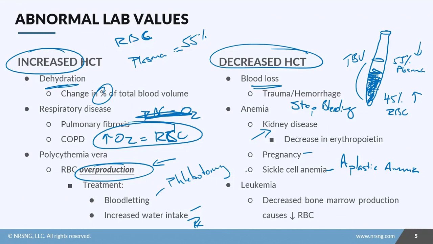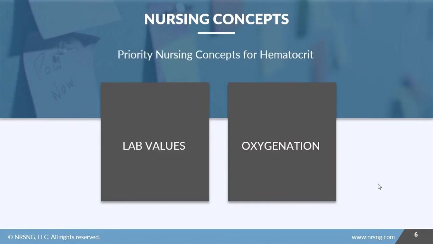You may also see decreased red blood cell production and hematocrit as a result of diseases like leukemia. And that's because the bone marrow production is so vastly affected by the cancer. So with this, you can do chemo or radiation or even bone marrow transplants. And there are other ways to treat leukemia to help bring that hematocrit level back up. So for our nursing concepts for this lesson, we really focused on our lab values, and we also focused on oxygenation, since the hematocrit is in direct relation to the red blood cells, and they carry oxygen to our tissues.